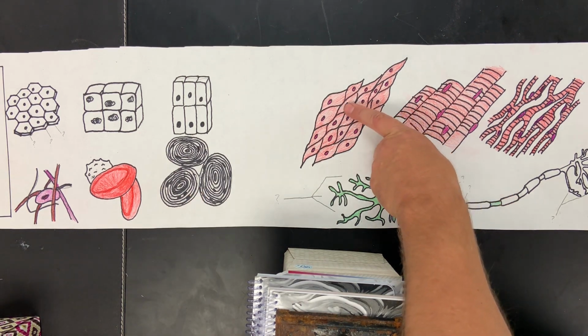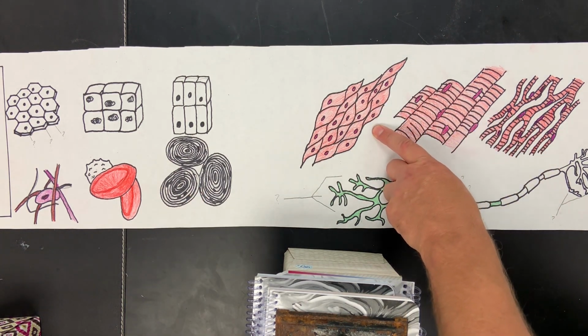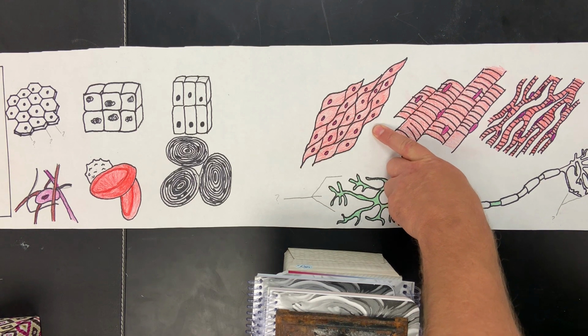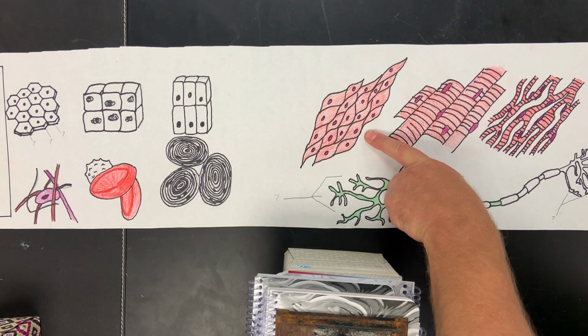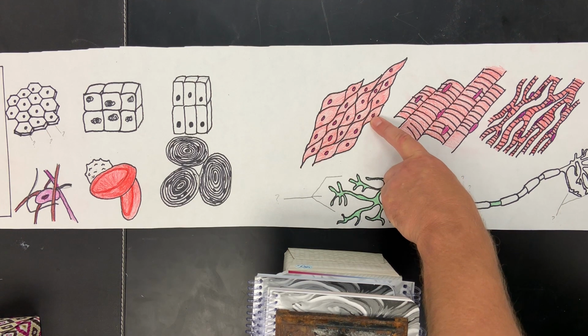Over here, we have muscle. And muscle is generally for propulsion of substances or movement itself. So smooth muscle is used for propulsion of substances. So it lines hollow organs. You can see it's got one nucleus per cell.